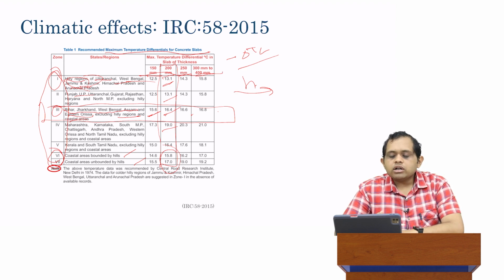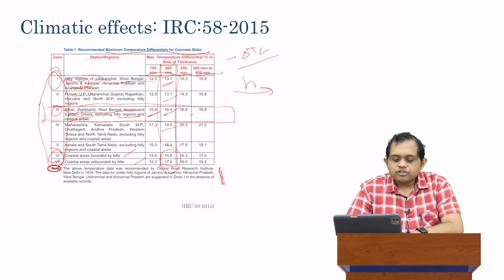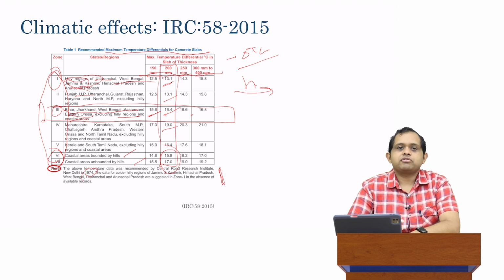Now, one question which is a good question to ask, but I don't think is asked enough, is where is this data coming from? The answer is actually inside the code itself. There is a little footnote provided at the bottom of the code. Let me read it out to you, and it might surprise you. The above temperature data was recommended by the Central Road Research Institute, New Delhi in 1974.